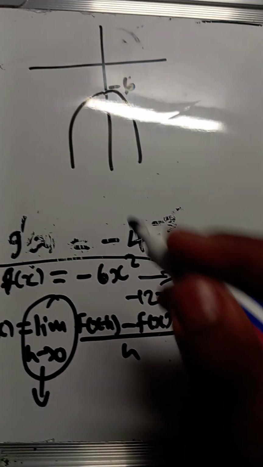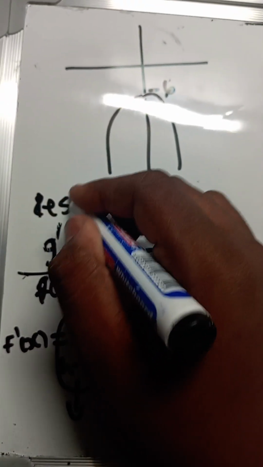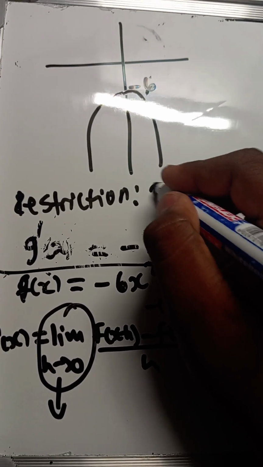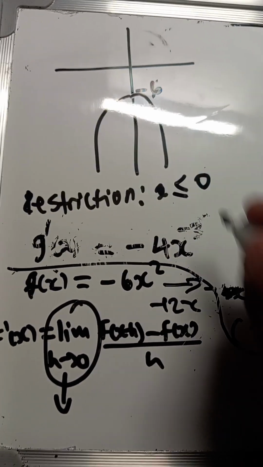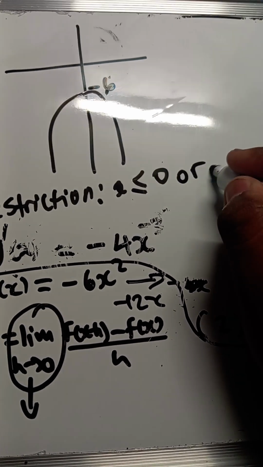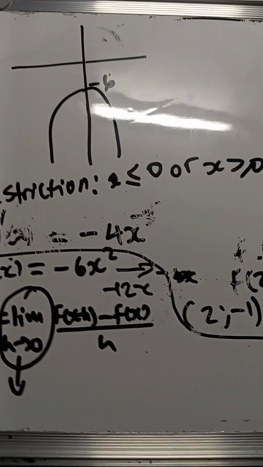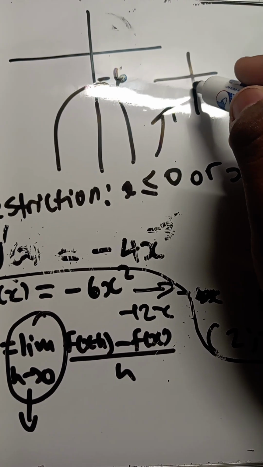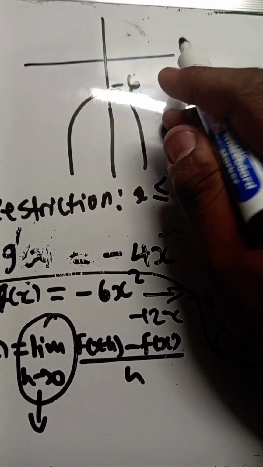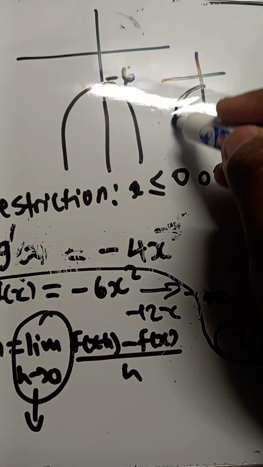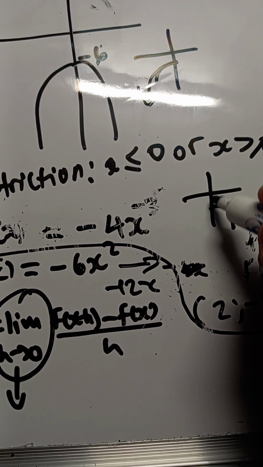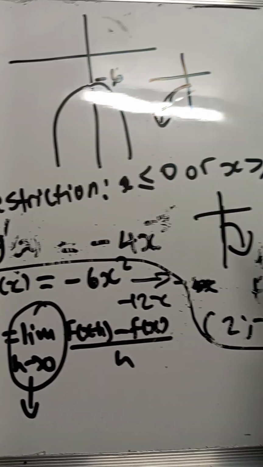Now to restrict it, x must be less than or equal to 0, or x must be greater than or equal to 0. What does it mean? When x is less than or equal to 0, it means this x will be just here. This graph is going to be like this. And when x is greater than or equal to 0, it is going to be like this. Can you see how we restrict the graph now? That's how it is.